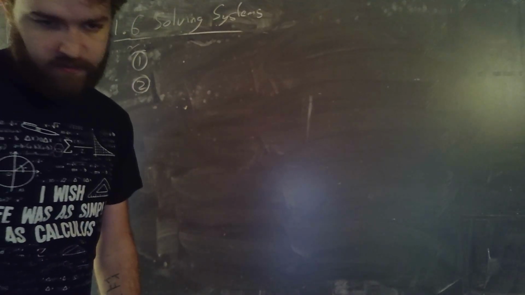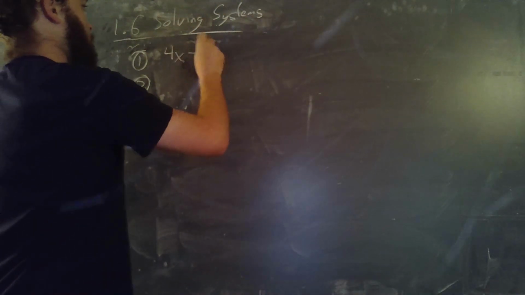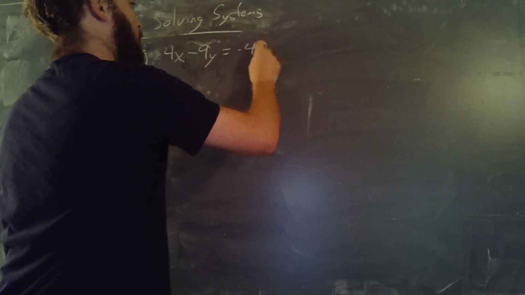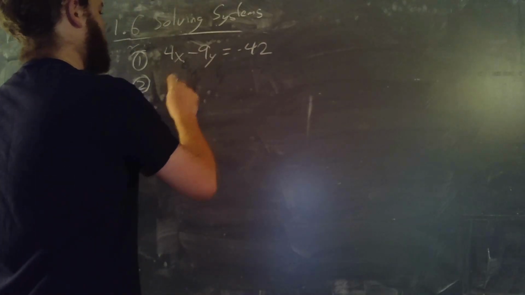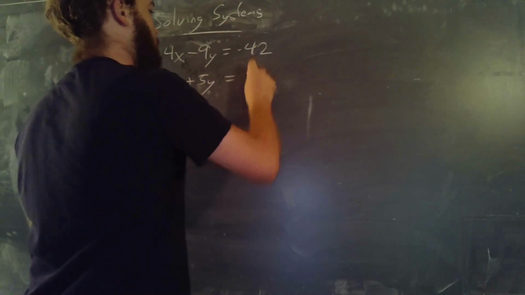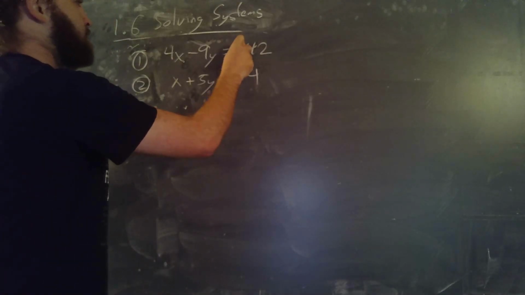So we will solve 4x minus 9y equals negative 42, intersected with x plus 5y equals 4.